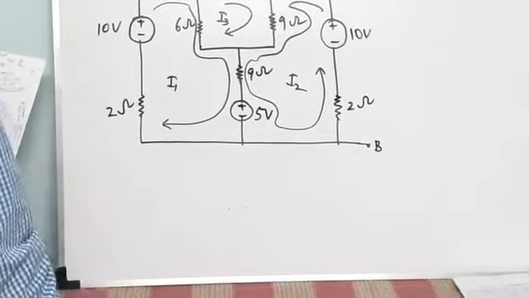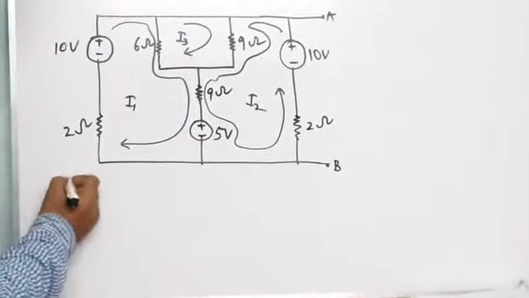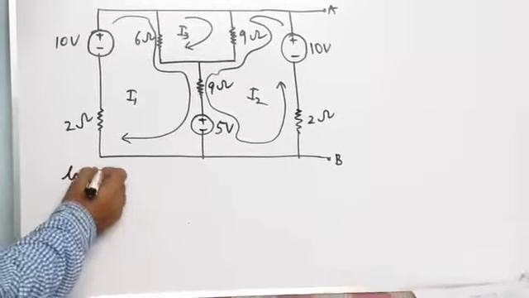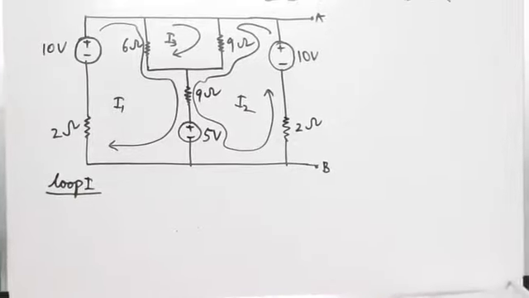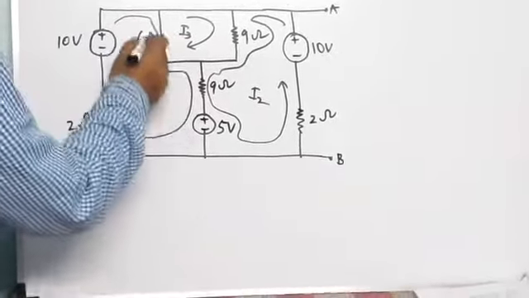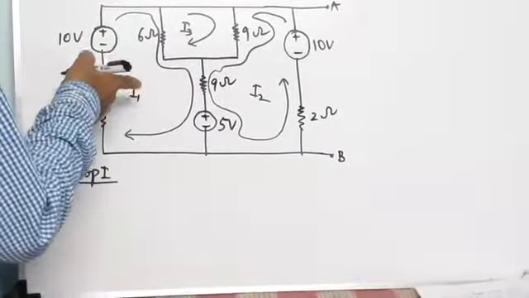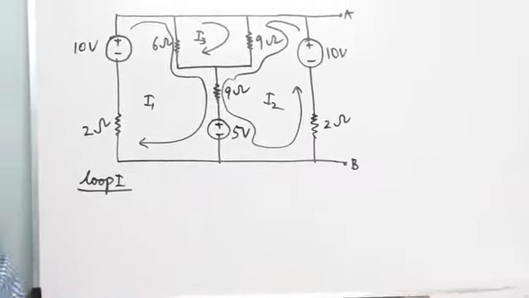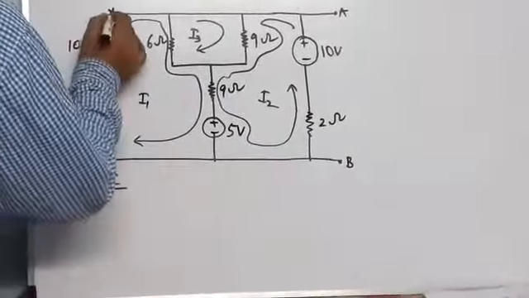Okay. Now in the first loop, applying KVL, Kirchhoff's voltage law, to loop 1. If my direction and the current direction are the same, you take plus. If it is opposite, you take minus. That is the condition. Now I will start from here and end again like this only.